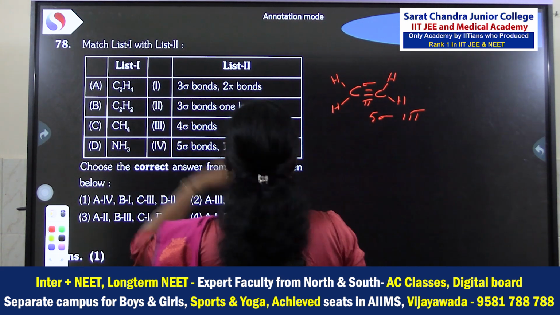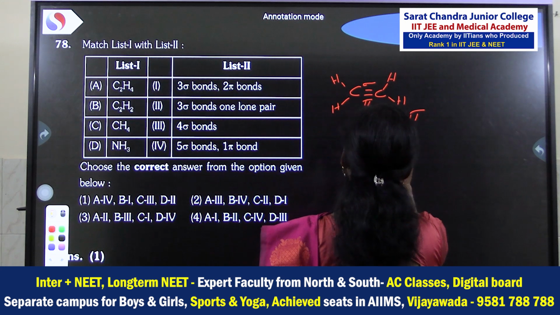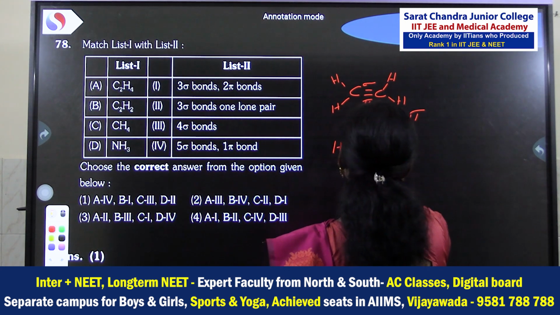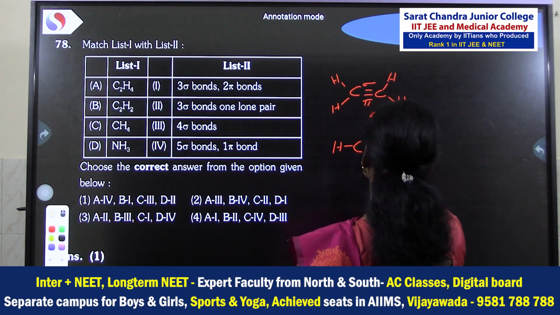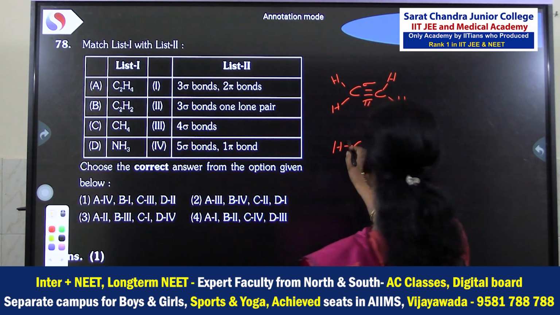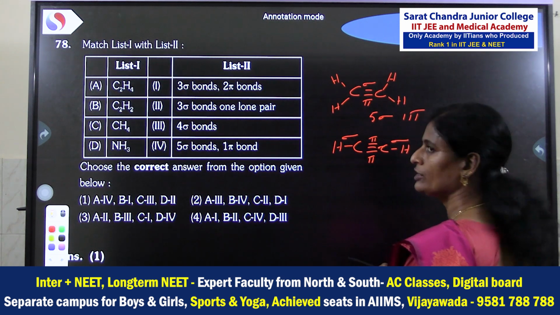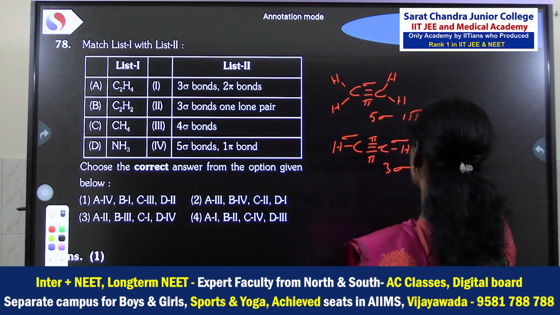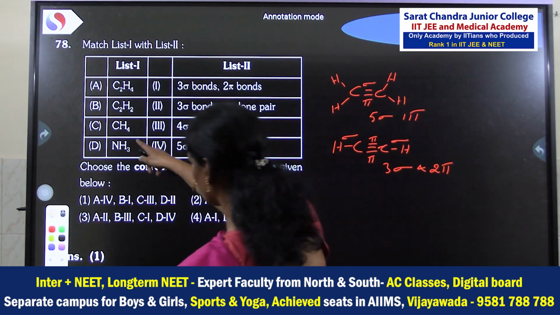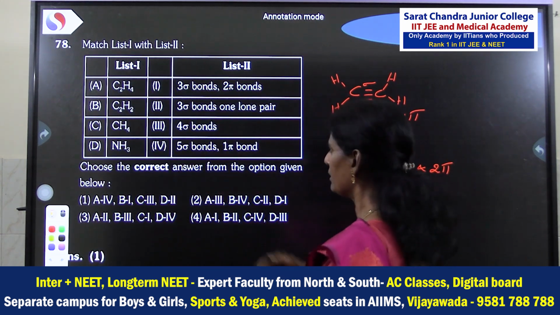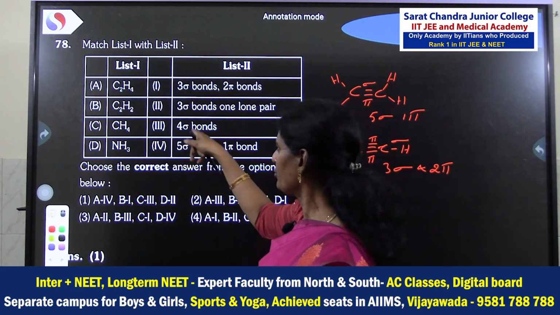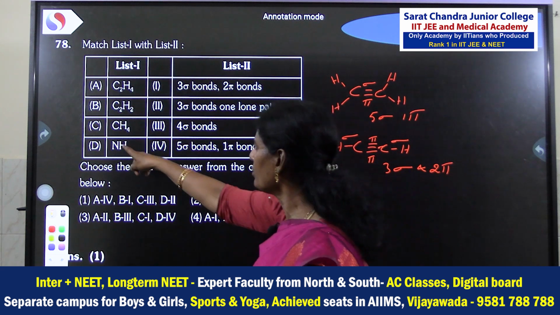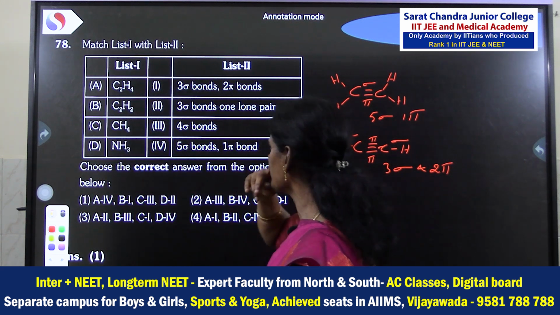Coming to C2H2, acetylene. It is a triple bonded molecule, an alkyne. In this, one sigma bond, and triple bond means 2 pi bonds. So total 3 sigma bonds and 2 pi bonds. Coming to the fourth one, methane, an alkane. All are sigma bonds only, 4 sigma bonds. In NH3, 3 sigma bonds and 1 lone pair is present on nitrogen.